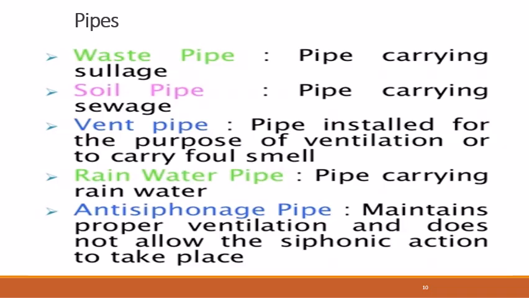The waste pipe is the pipe used to carry the sullage, and the soil pipe is used to carry the sewage. The wind pipe is the pipe installed for the purpose of ventilation and also to carry away the foul smell. The rainwater pipe is the pipe carrying the rainwater. The anti-siphonage pipe maintains proper ventilation and does not allow siphonic action to take place in the pipe.